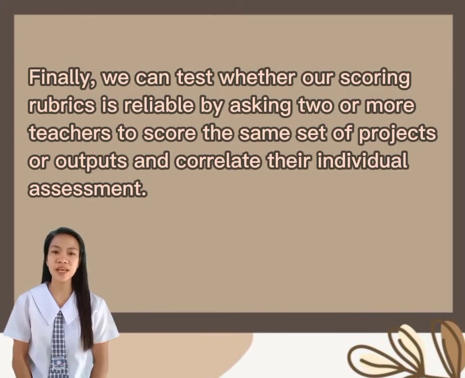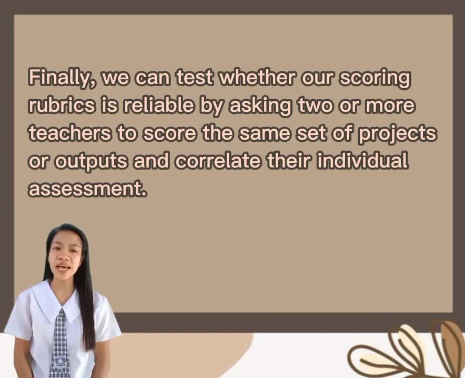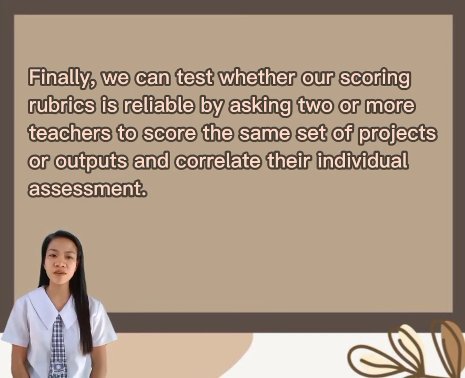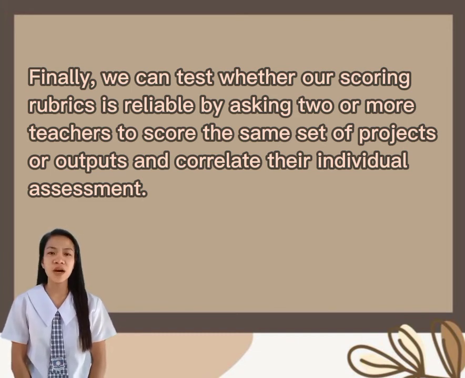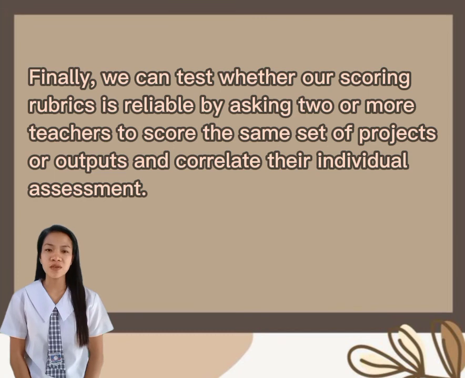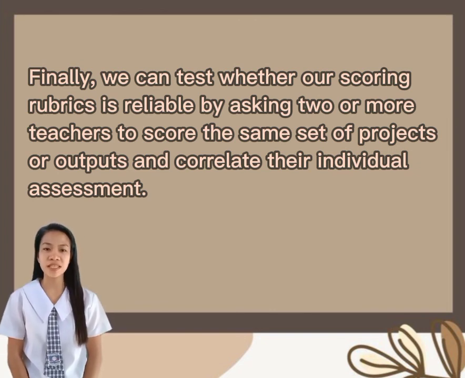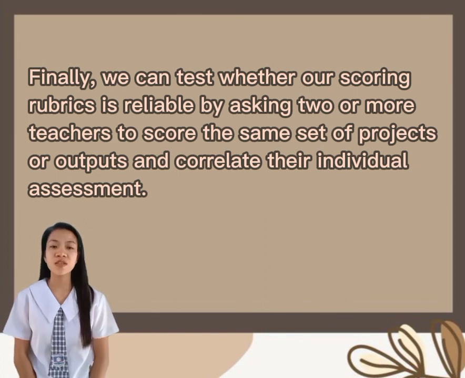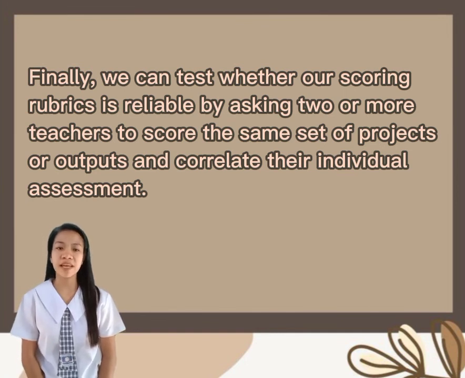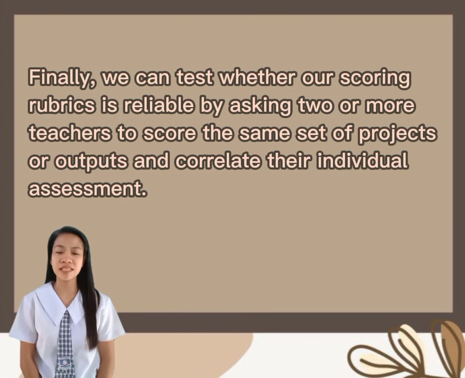Finally, we can test whether our scoring rubric is reliable by asking 2 or more teachers to score the same set of projects or outputs and correlate their individual assessments. So, why should we test if a scoring rubric is reliable? It's because students have different qualities and attributes. Same with the teachers. Teachers also have different scoring rubrics to give scores to the students, and they have their own standards. So why ask 2 or more teachers? Because if the scores are different, there might be an error. But if the teachers have similarities in giving the scores, it means that the scoring rubric that we use is reliable.